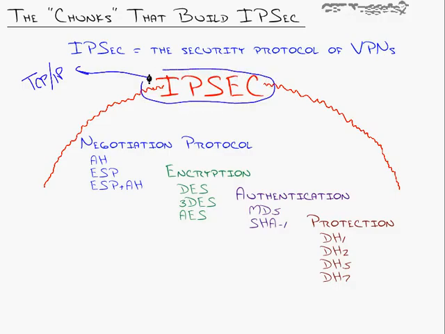And IPsec is not just one protocol. Just like when you say TCP/IP, there's many protocols that make that work, like UDP and ARP and all these different protocols. IPsec is the same way. Inside of it, it has all these different, what I call chunks, the chunks that build IPsec. IPsec is built of four major categories of protocols. The first, well, I'll take them out of order, is an encryption protocol.